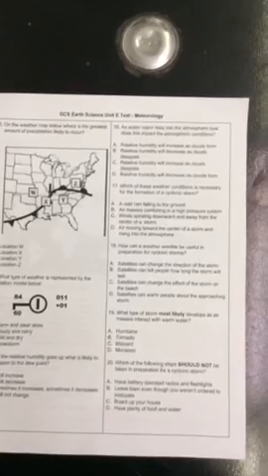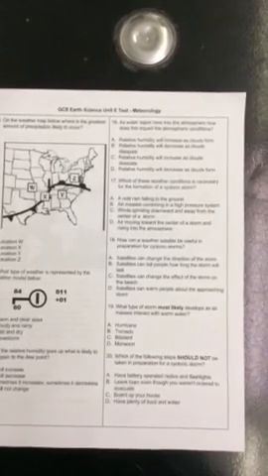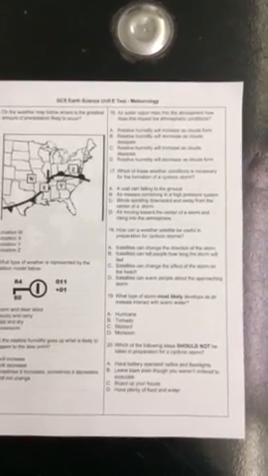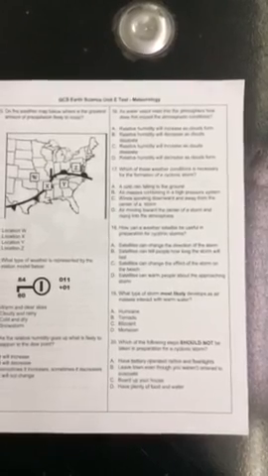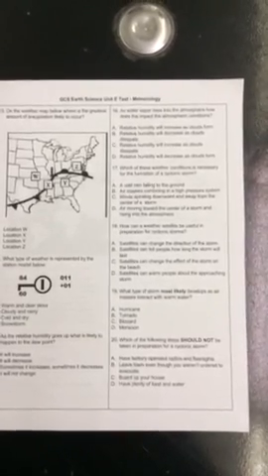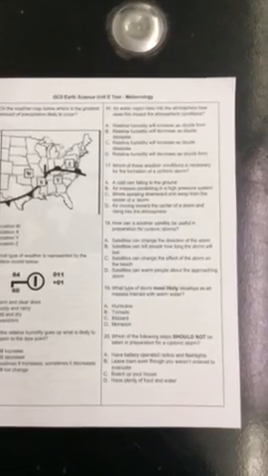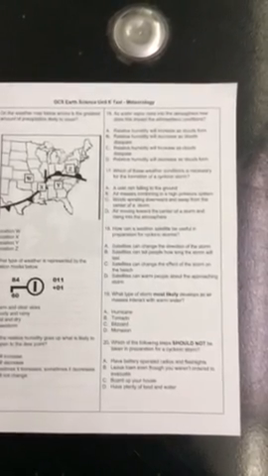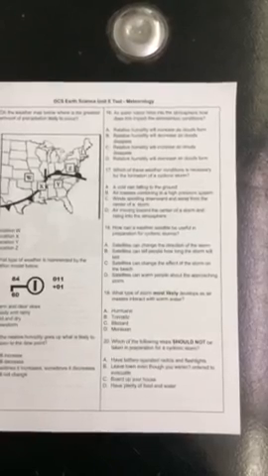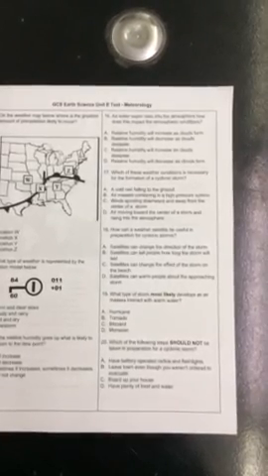17. Which of these weather conditions is necessary for the formation of a cyclonic storm? A, cold rain falling to the ground. B, air masses combining in a high pressure system. C, wind spiraling downward and away from the center of the storm. Or D, air moving toward the center of the storm and rising into the atmosphere.